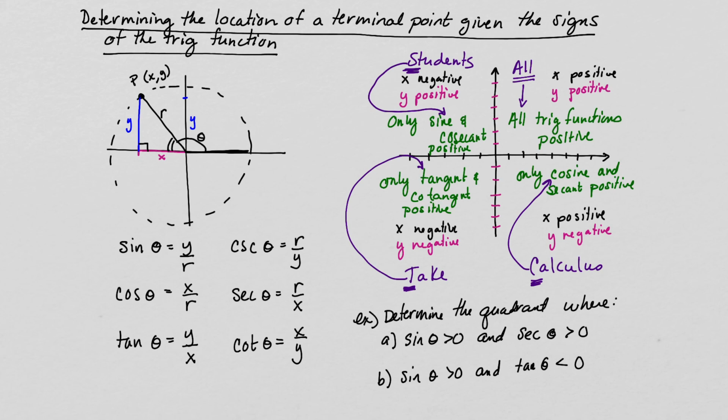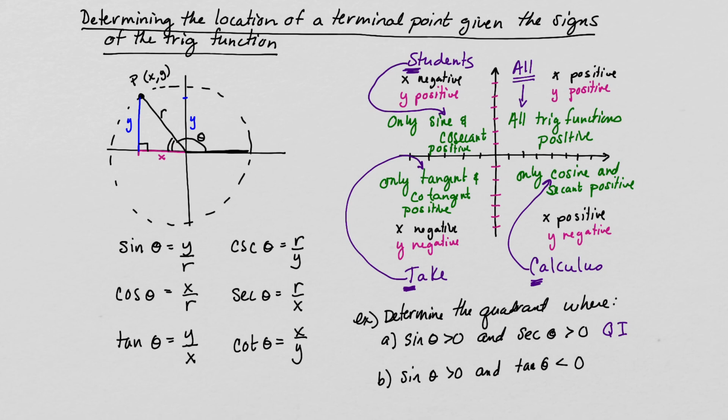Okay, so for this first one, we're looking for sine has to be positive, right? So that right away limits us to the first quadrant and the second quadrant, right? These are the only quadrants where the sine function would be positive because everything's positive here and only the sine and cosecant are positive here. And then the secant is also positive. So if we look, in this quadrant, the secant would be negative, so that means we're stuck here in the first quadrant. So the answer to this one is quadrant 1.